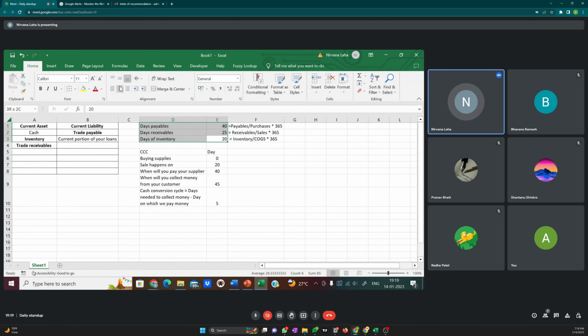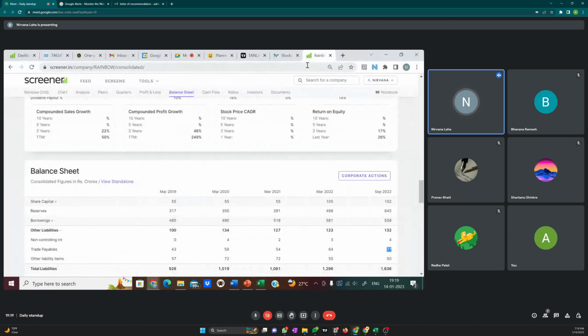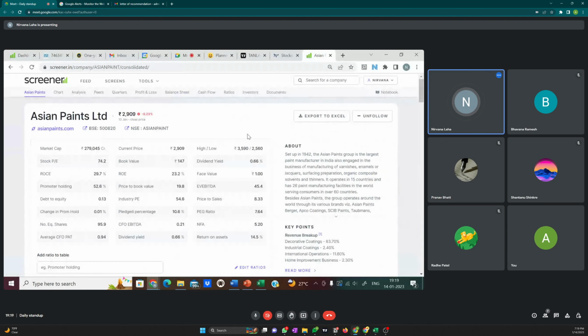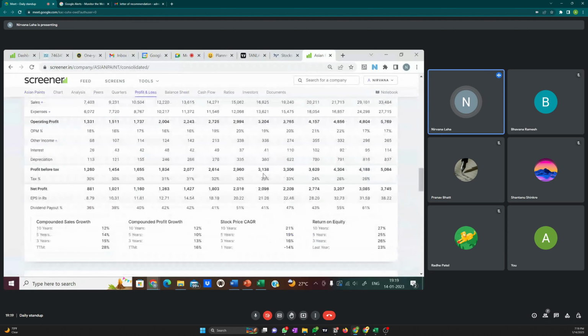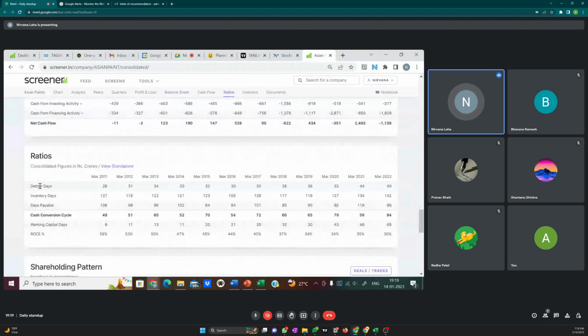Let's compare some companies on working capital in the paints industry, Asian Paints. Okay, let's take a look at the paints industry. So here is Asian Paints. See, you have all these days here. What is debtor days? Debtor days is nothing but days receivable. Okay, and this is inventory days, and this is days payable.